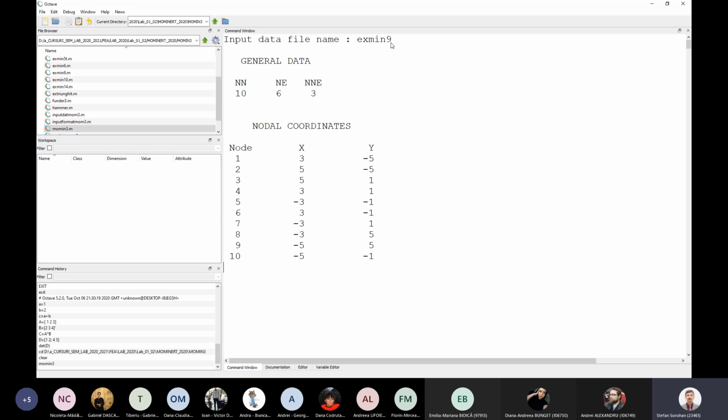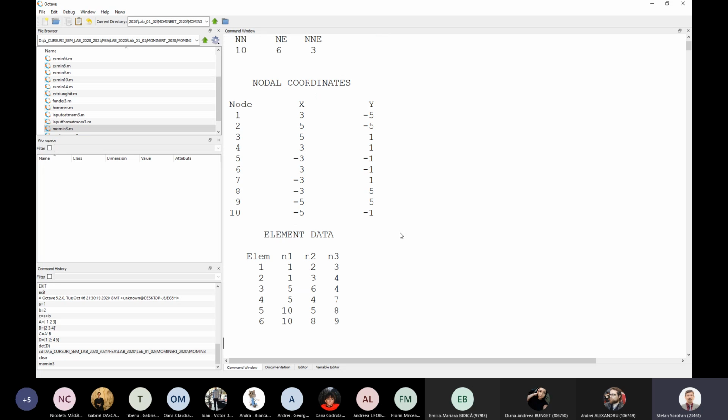The program reads this input data file and gives us some general information. NN, as we will see later, means total number of nodes. NE means total number of elements. NNE means number of nodes per element. So we have triangles here. Nodal coordinates means for each node I have x and y coordinates. Let's suppose that the units are our business.